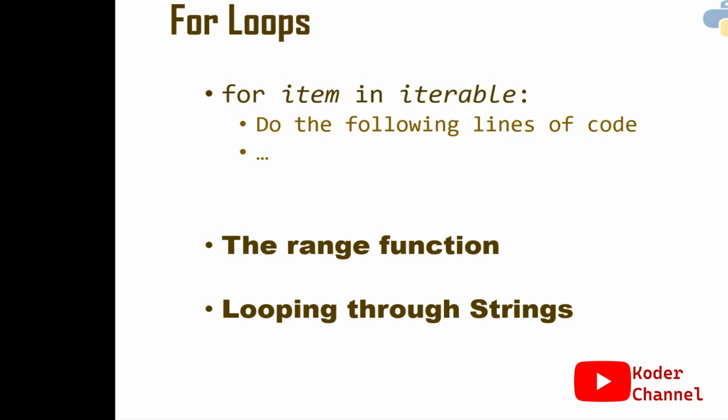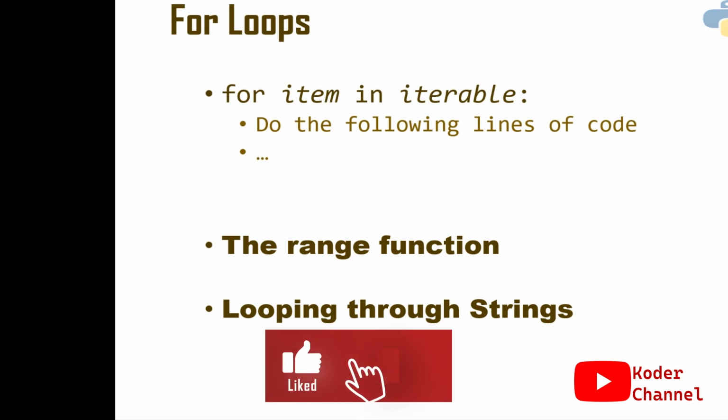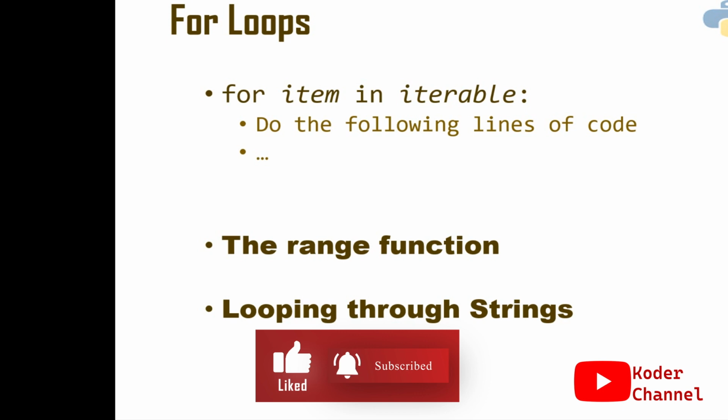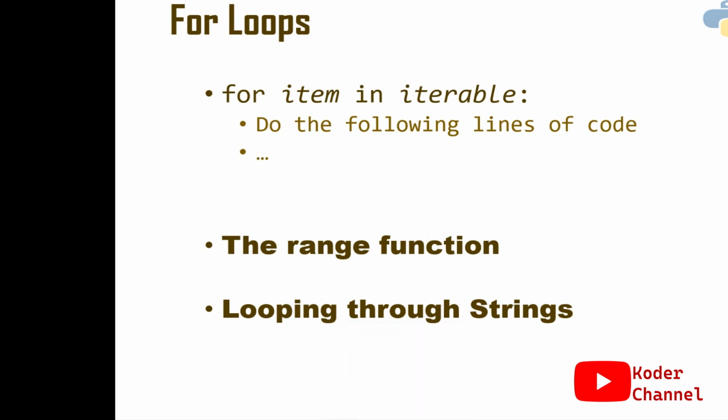so now let's talk about for loops. The format is for item in iterable. Iterable is anything that can be iterated through, that can be looped through. It could be a string, a list, a tuple. It's something that allows Python to go through something like a list or an array. So the first one we're going to look at is for item in iterable, do the following lines of code. So it's going to do all this for each item in this list or string or tuple.